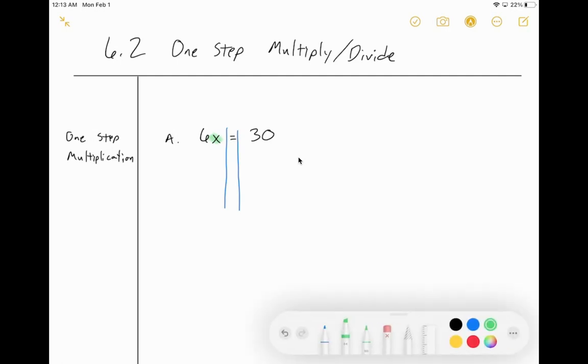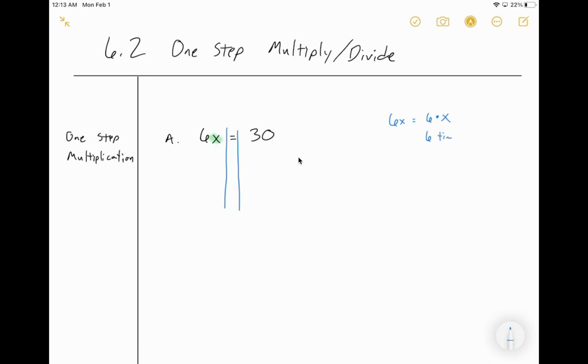You don't have to copy that down. But remember that 6x is the same thing as 6 times x. Okay, 6 times x. It's multiplication. That's what's happening. What is happening is multiplication. So what you need to do is the inverse of multiplication. And what is the inverse of multiplication? Well, division. Division, of course.